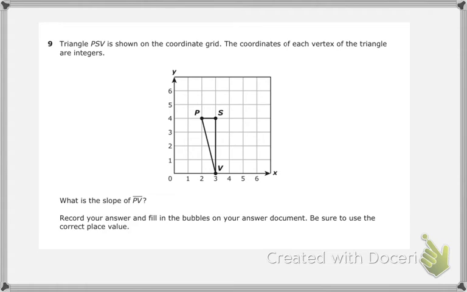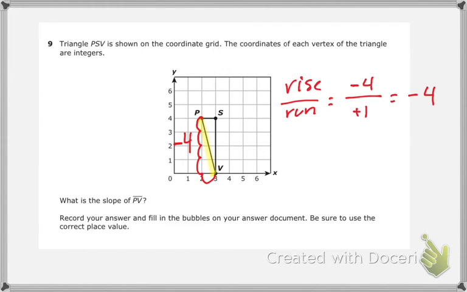Okay, number 9, triangle PSV is shown on the coordinate grid. The coordinates of each vertex of the triangle are integers. What is the slope of P to V? So we're looking for this slope right here. So our rise over run is what we're looking for. We are going from P to V, we're going down 1, 2, 3, 4. So we went down 4. So our rise is -4. And our run, we go over 1, so to the right, so that's a +1. -4 divided by +1 will be a -4. And this would be just a type-in answer if you're online.